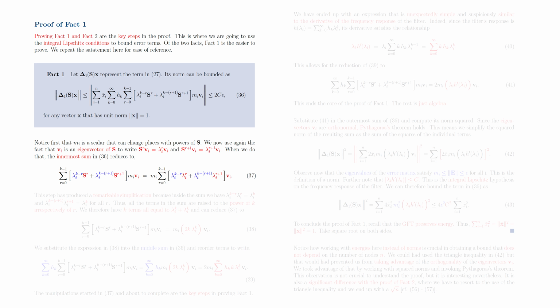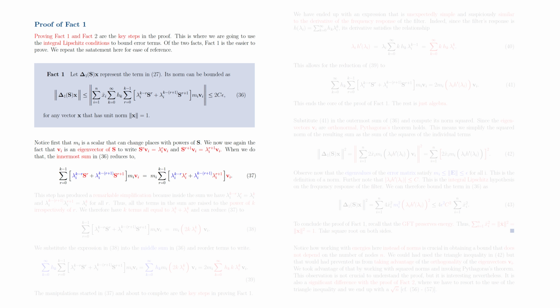To begin with the proof of fact 1, we focus first on the innermost sum, the one over index r, and notice that the error matrix eigenvalue m sub i is a scalar that can change places with powers of S. We now use again the fact that v sub i is an eigenvector of S to write S to the power of r times v_i as lambda_i to the power of r times v_i. And, likewise, to write S to the power of r plus 1 times v_i as lambda_i to the power of r plus 1 times v_i.